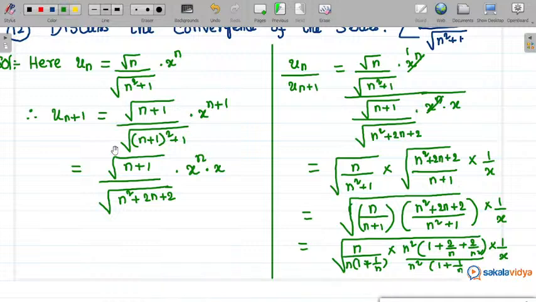So next we need to apply D'Alembert ratio test now. You need to apply the limit. When you apply the limit, what happens now? N got cancelled, here n square got cancelled. 1 by n is 0, 2 by n is 0, 2 by n square is 0, 1 by n square is 0. This is root 1 is 1. Obviously you will be getting 1 by x.